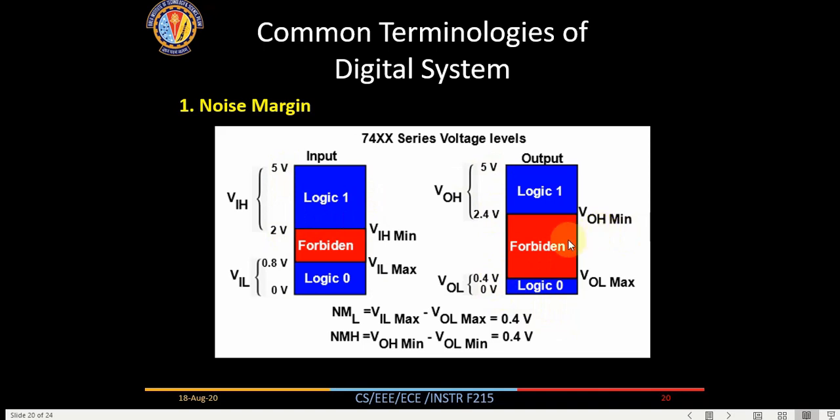This is a NOT gate. It could be a NAND gate also, anything. For a NAND gate also, depending on the input signals, if the input signals are within this blue band, the output will also be within this blue band. That's what the manufacturer will assure you. It could be any gate. If you give inputs within the blue band, you will get outputs within the blue band.